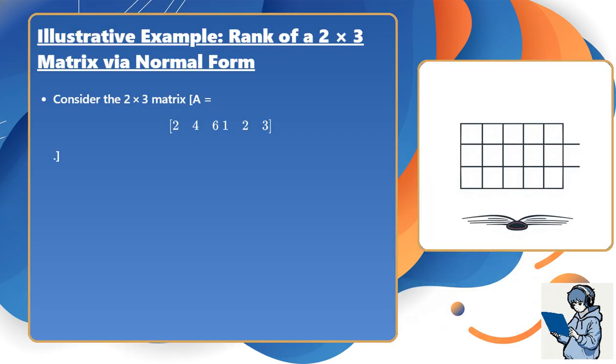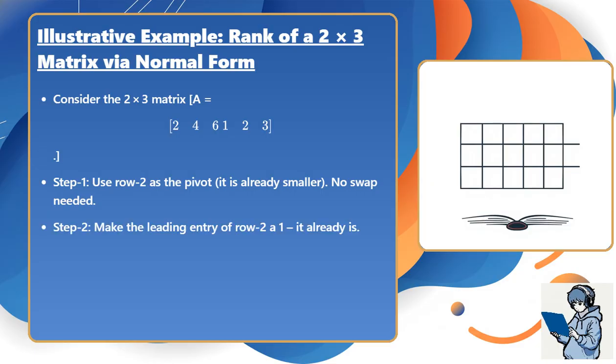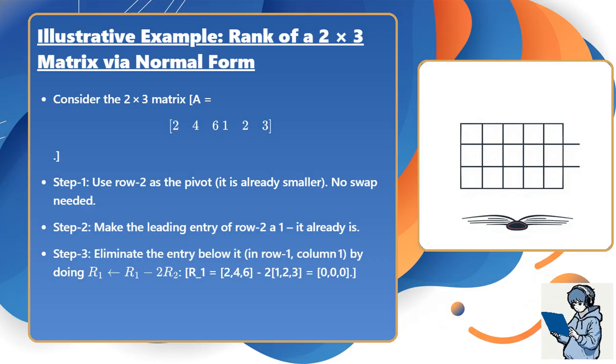Consider the 2 by 3 matrix A equals [[2, 4, 6], [1, 2, 3]]. Step 1: use row 2 as the pivot. It is already smaller. No swap needed. Step 2: make the leading entry of row 2 a 1. It already is. Step 3: eliminate the entry below it in row 1, column 1, by doing R1 becomes R1 minus 2 R2.